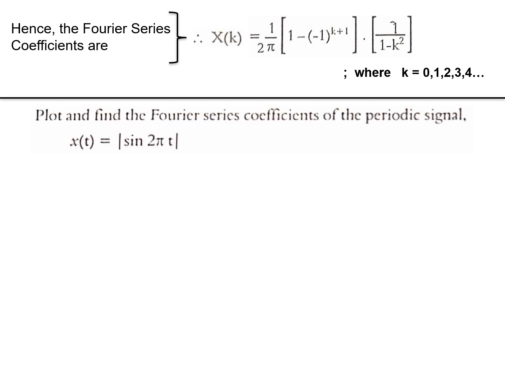Similar kind of problem, but there is a difference in this case. You can see x of t is equal to, here in this problem, plot and find the Fourier series coefficients of the periodic signal x of t is equal to modulus sine 2 pi t. So they have not given the graph. Sometimes they will give only the equation. Only the equation they will give. You have to plot the graph.